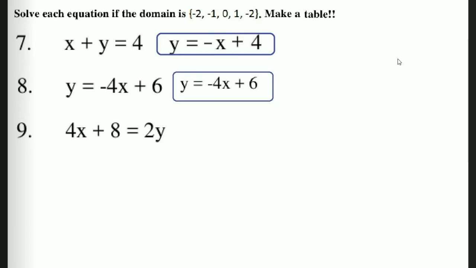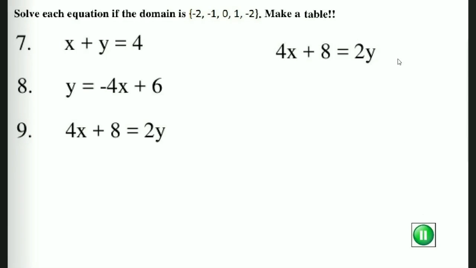All right, number 9. We have 4x plus 8 equals 2y. So we got to convert this. So I'm going to swap places with the 8 and the 4x. I haven't rearranged anything. I'm just changing where things are.